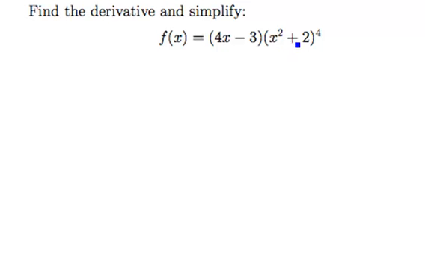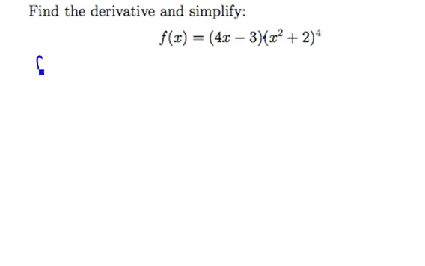I could choose to multiply everything out, and then the derivative would be fairly straightforward, but it would take a little bit of time to multiply out the x squared plus 2 to the fourth term. And of course, once I did that, I have to distribute through the 4x minus 3. So rather than go through the algebra in the beginning, I think I would go ahead and use the product rule on this right there.